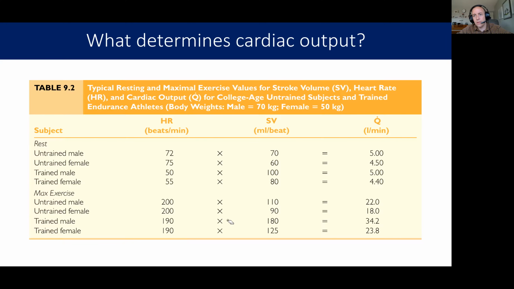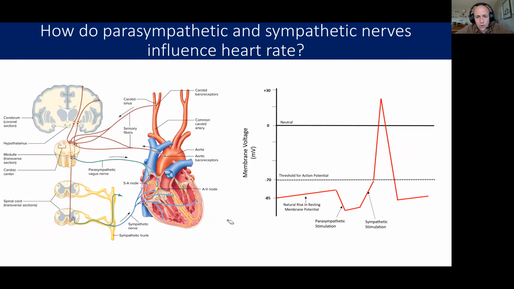So this is how heart rate by itself isn't all that important. Stroke volume isn't all that important. You need both of them together to figure out cardiac output. That's really what your body's regulating. So what influences heart rate? Earlier, we talked about sympathetic and parasympathetic activity influencing that, right?